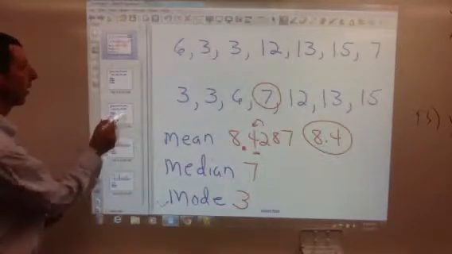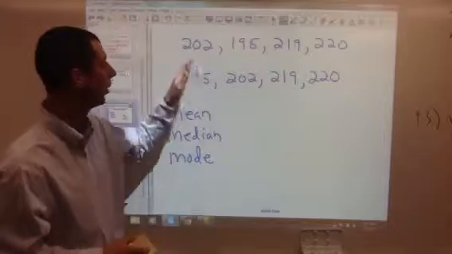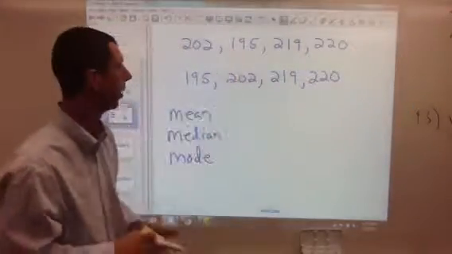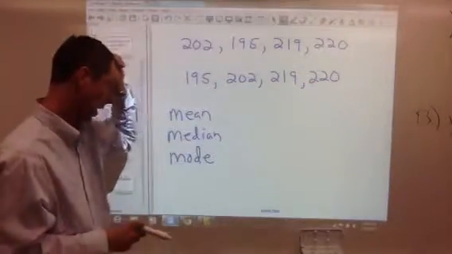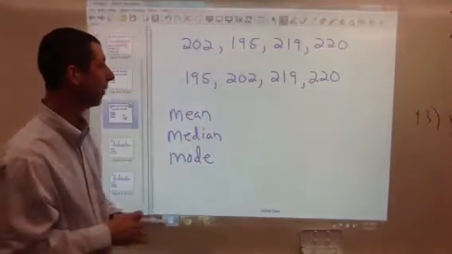Okay, let's take a look at another one. Here's a situation where we have 4 data items. I listed them from least to greatest. All right, now, to find the mean, once again we add them up.